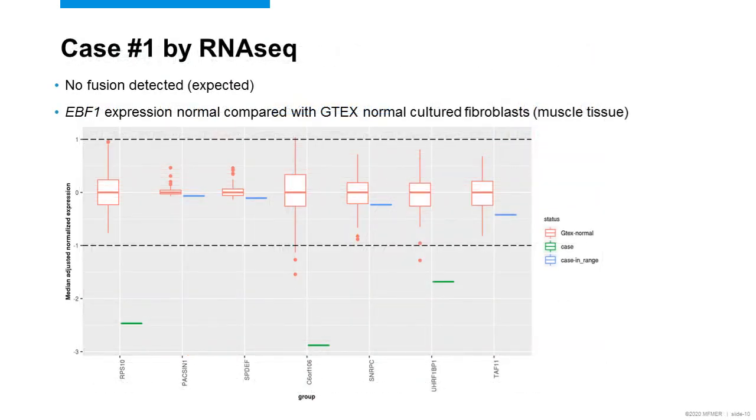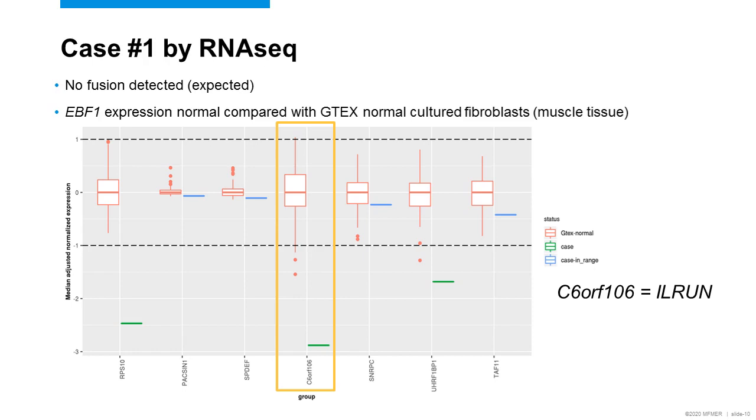So based on the structural variant that we observed by mate pair sequencing, we interrogated the expression around both loci using RNAseq. As expected, no fusion was detected between these loci. EBF1 expression, as well as the genes around it, were normal compared with GTEx normal cultured fibroblasts. And we did notice underexpression or loss of expression of IL run, which was pretty interesting.